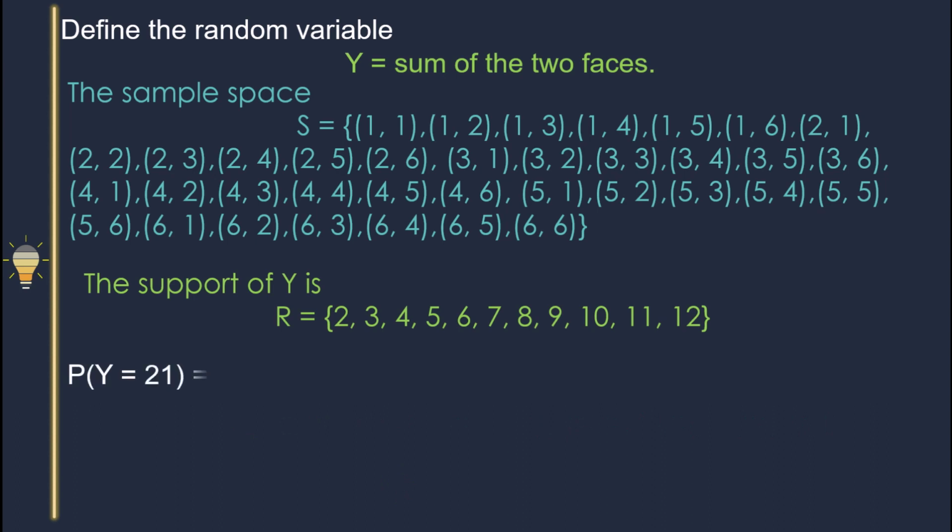Then go to the probability Y equals 21. Do we have any element in the sample space whose sum makes 21? No, we don't have any. Therefore, it is empty. So what is the probability of the empty set? It is 0. So the probability is 0.